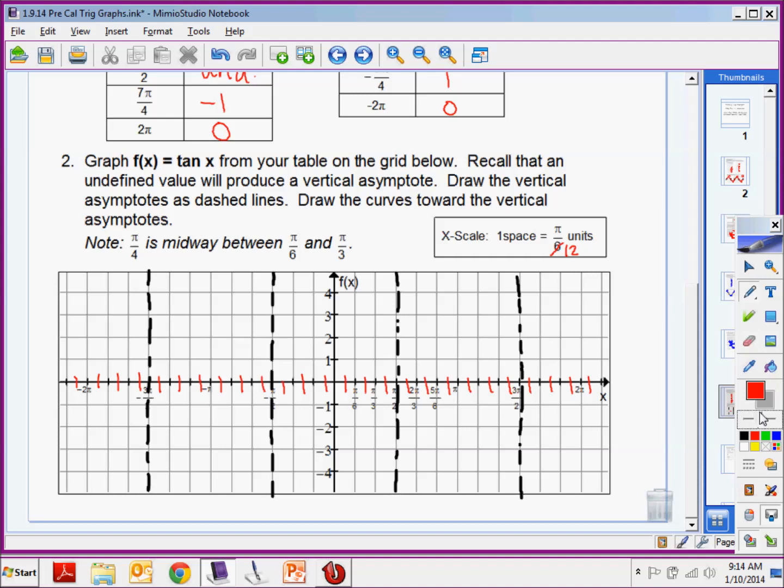Okay? Alright, so let's plot our points. Where would pi over 4 be? In between pi over 6 and pi over 3. Good, thank you for reading, Josh. Pi over 4 is in between pi over 6 and pi over 3. The reason why is because pi over 4, if I have 1/4 and I need to change it into 12ths, what would that have to be? 3. So that means it will be my third 12th mark, right? So 1, 2, 3, which lies in between pi over 6 and pi over 3. And the value is 1? Yes.